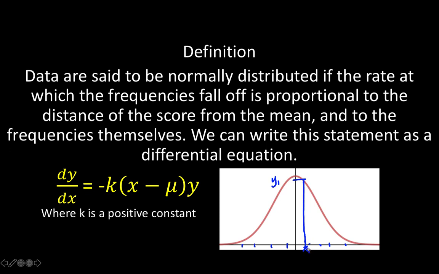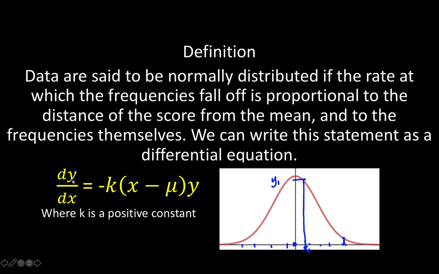Notice that as the distance of the x value becomes farther away from the middle, which is our mean, the height of the curve is also lesser. And if the distance is closer to the mean, then the height of the curve is taller. And so if we want to get the rate at which the frequency falls off with respect to the distance of the score from the mean, then we can come up with this ordinary differential equation.